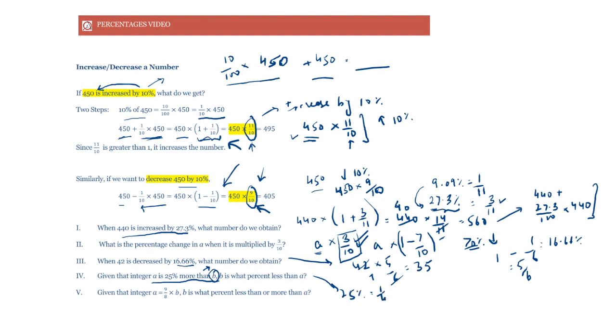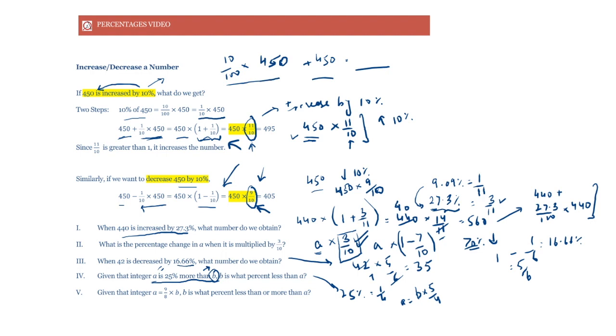25% we know is 1 by 4. And so then the multiplying fraction will become 5 by 4 because we are increasing by 25%. So B into 5 by 4. This gives us an increase of 25% in B. And we are given that A is equal to this value. We discussed this. A is equal to 25% more than B. That means 5 by 4 of B.